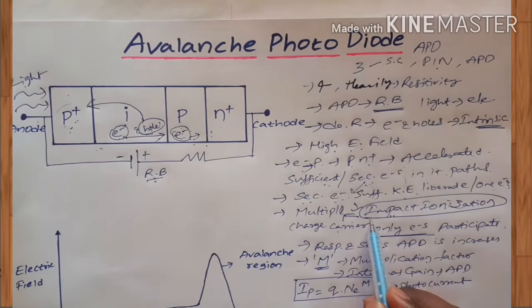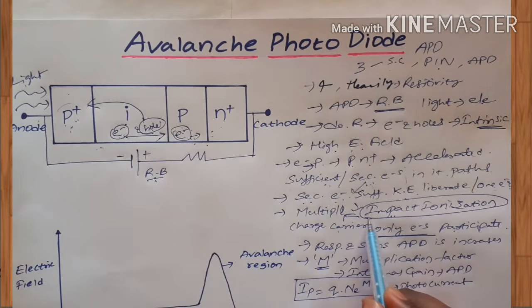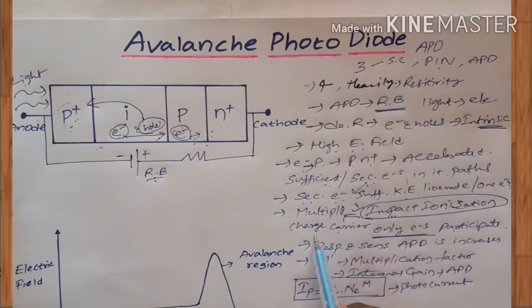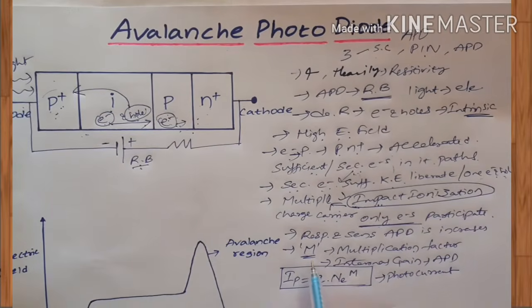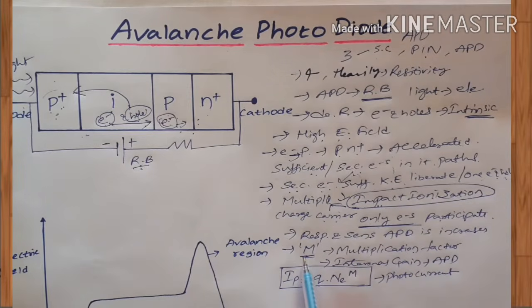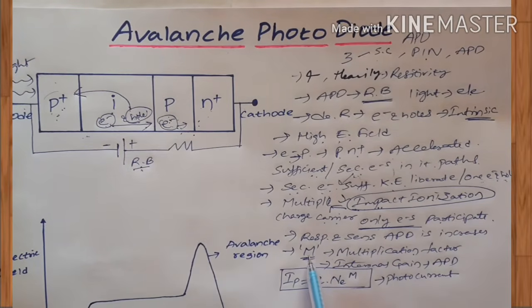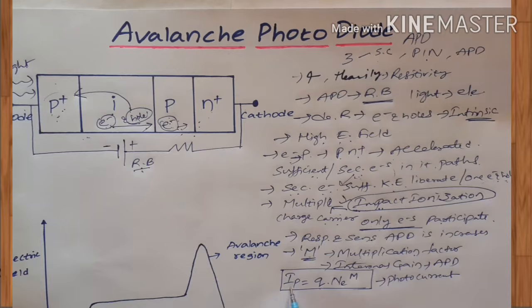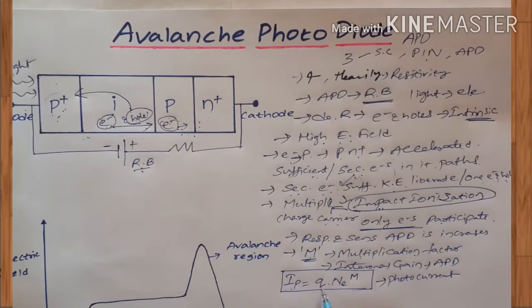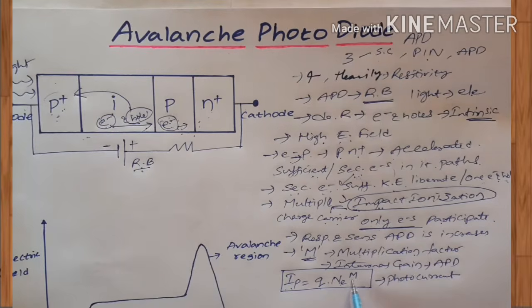In the process of impact ionization only electrons will participate, and because of it multiple charge carriers are generated. So every electron and hole pair has the ability to generate m number of electron and hole pairs, and in this structure we represent m as the multiplication factor. So the total generated photocurrent in the avalanche photodiode, that is IP, is given by the product of the charge of the electron and the number of charge carriers generated to the power of the multiplication factor.